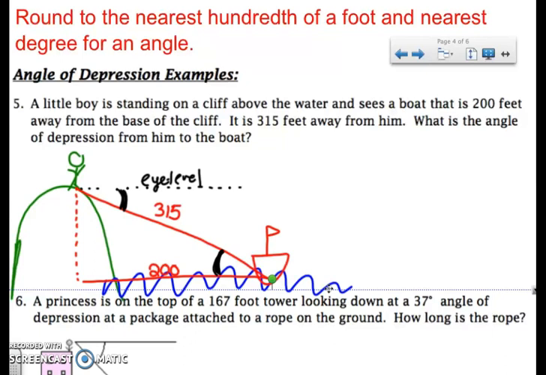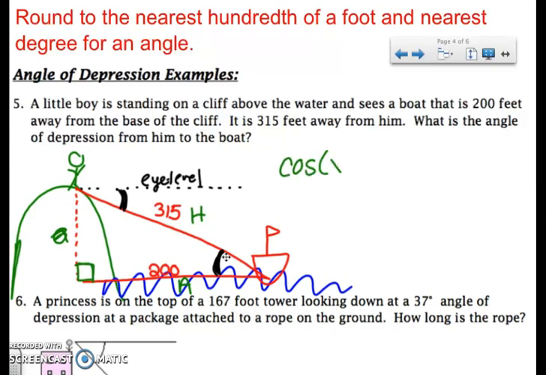So I'm going to look at this triangle from an angle of elevation perspective, because I like dealing with triangles that are right side up. So this side is going to be opposite. This is my hypotenuse, and this 200 is my adjacent. I don't know anything about the opposite side. So I've got adjacent and hypotenuse, which is cosine.